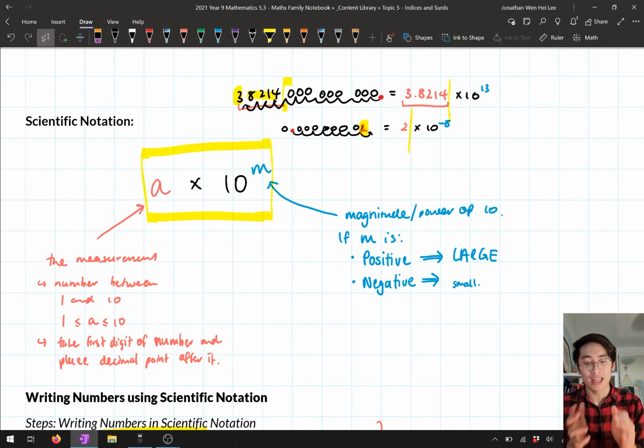And the way we do this is we write it in this form: a times 10 to the power m. A is our measurement, and it's a number between 1 and 10. And m is the magnitude or power of 10. And so if it's a positive number, it means we have a large value. And if it's a negative number, it means we have a small value.